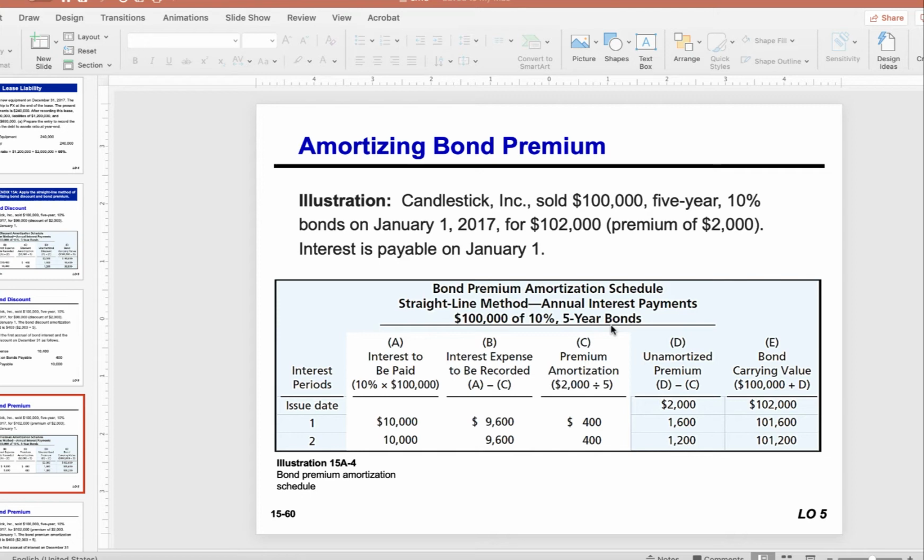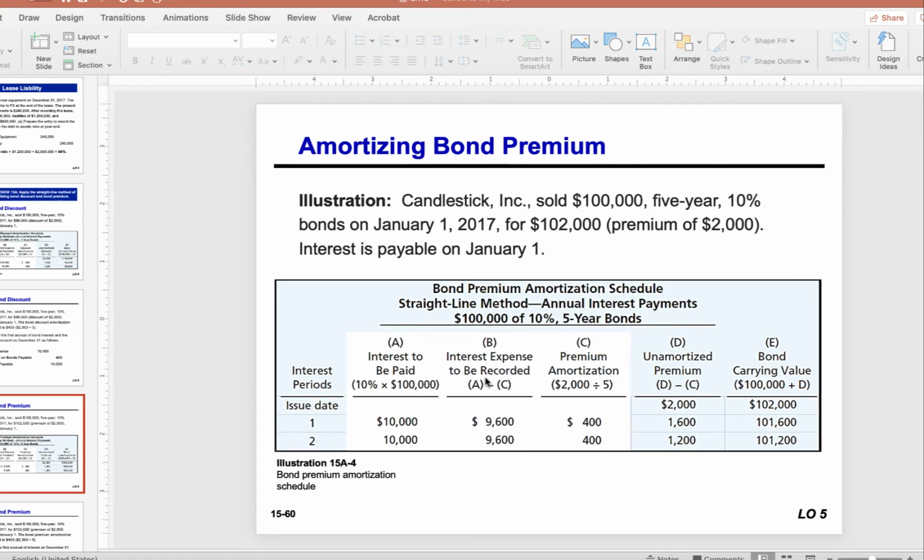So this one's actually pretty easy, and I'm going to explain why in a second. What we need to do when we're looking at bonds is calculate the interest expense that we're going to record. We need to calculate the interest to be paid, and we need to calculate the amortization.